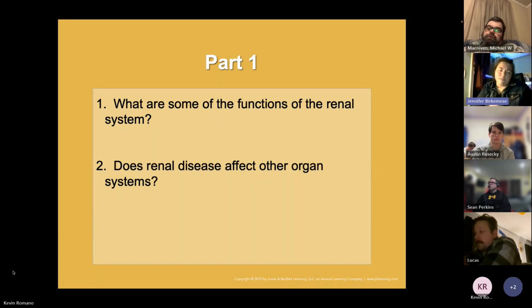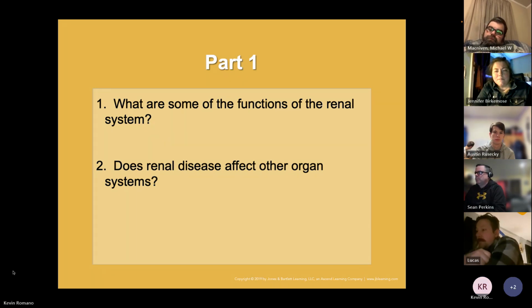It releases adrenaline for those fight or flight times. Okay. What else? It eliminates waste from the body. Okay. What else we got going on? Regulates the pH in the blood. Okay. Can they have a part in blood pressure control? Yes. Yes, blood volume. Okay.